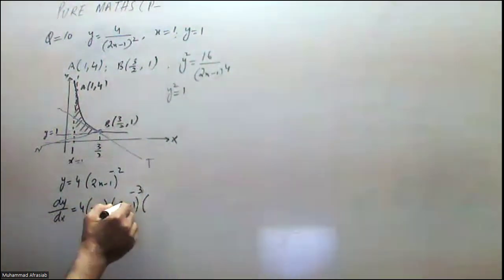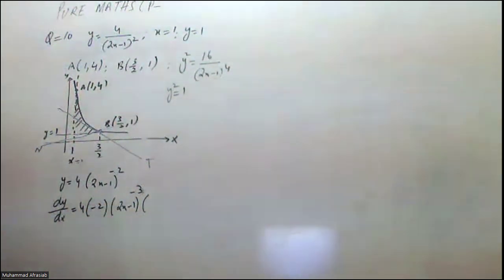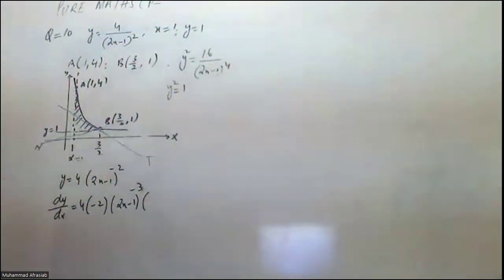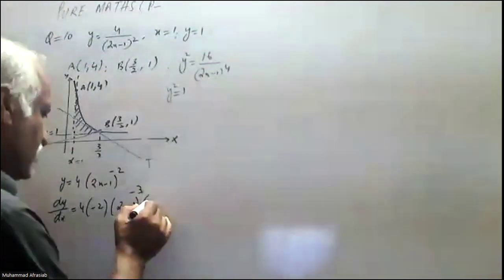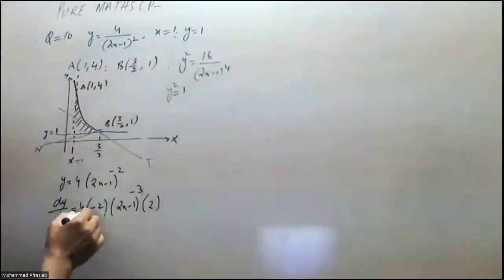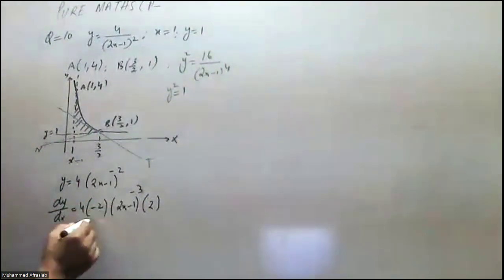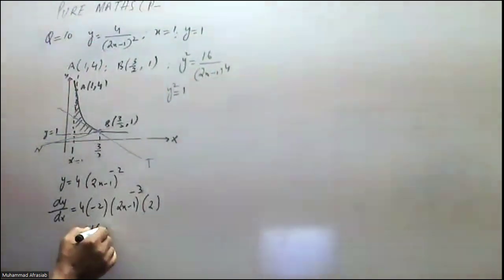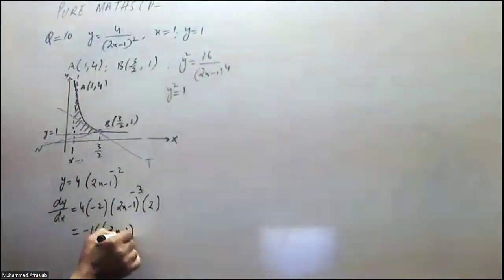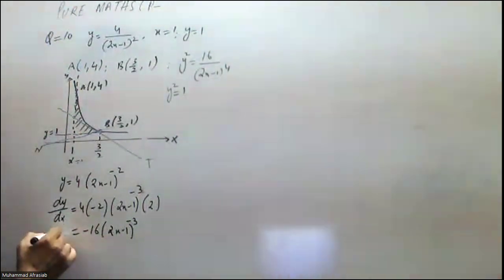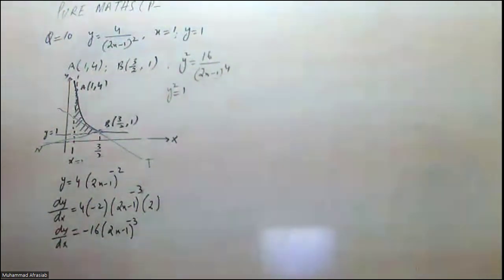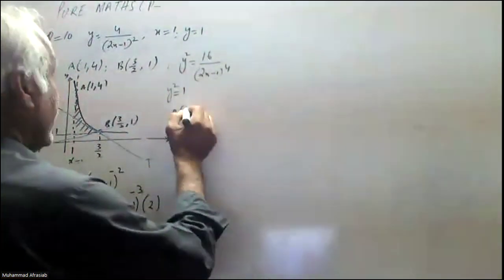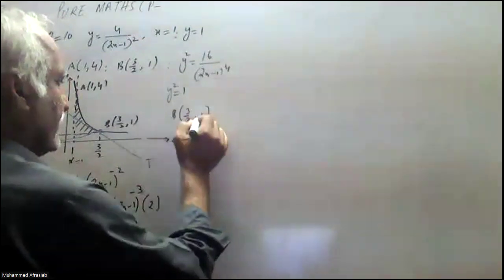Into the derivative of that thing, that is 2 there. So 4 2s are 8, 2s are minus 16 into (2x minus 1) power minus 3. That is dy by dx for this general curve of this equation there. And now you are going to find out at the point B. B point is 3 over 2 and 1 there.